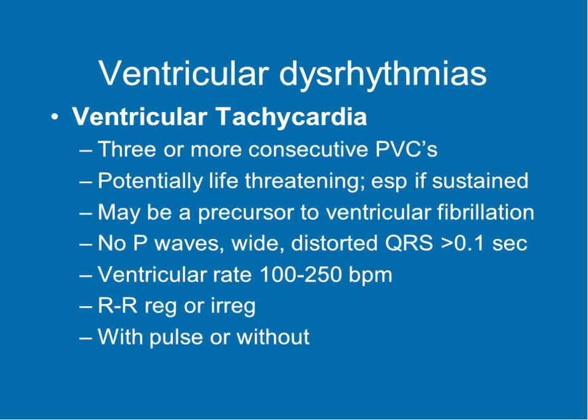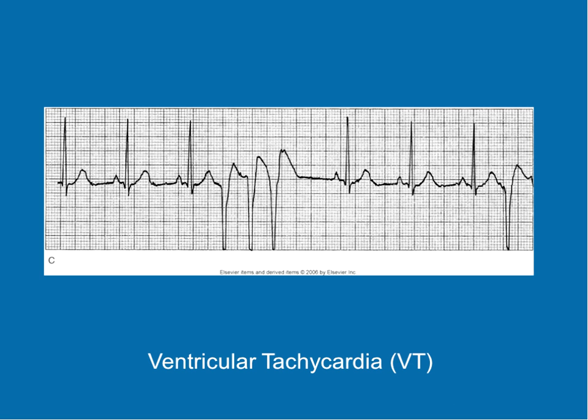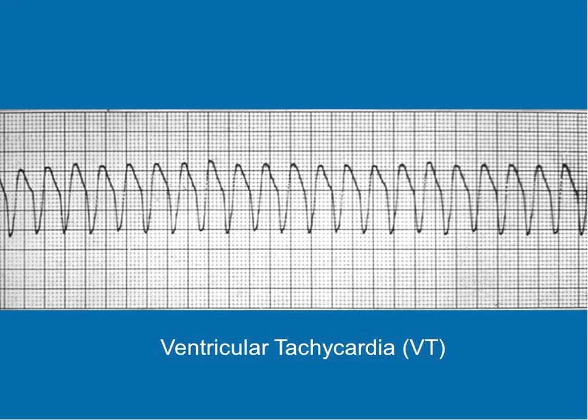Okay then, VTach. This is an example of VTach. You see 3 PVCs here, so that would be VTach, but it abates, and then you can see another PVC here, and I don't know what happens after that. This is also VTach, and this is sustained.